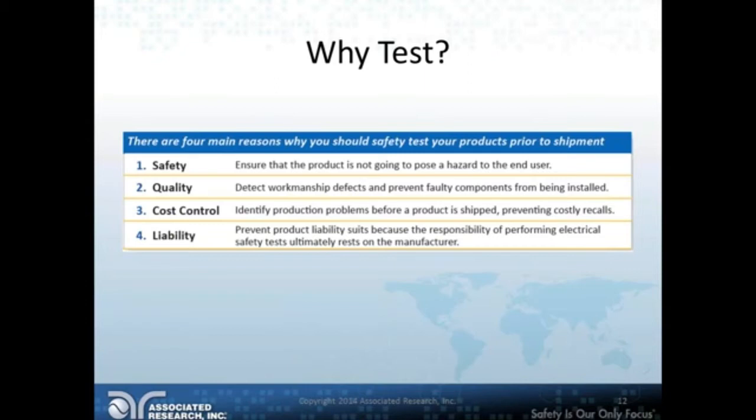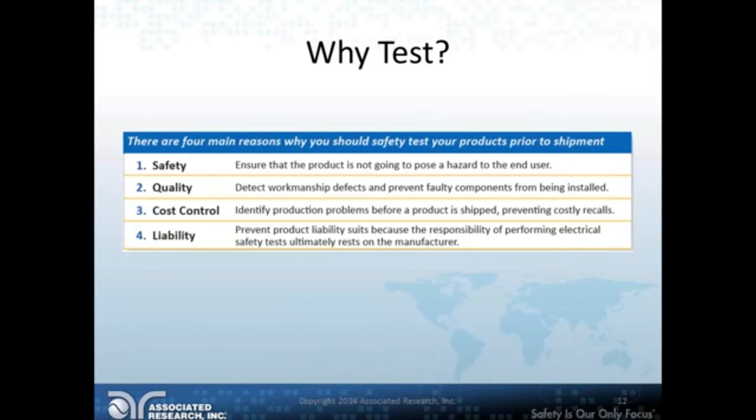You want to be able to detect workmanship defects and prevent faulty components from being installed. The high pot test, which we're going to get into in the next webinar when we have part 2 of the overview, is a very versatile test. Not only will it detect safety issues, it also has the potential to detect quality issues. They might not necessarily be a safety hazard, but they can tell you if something's installed improperly.